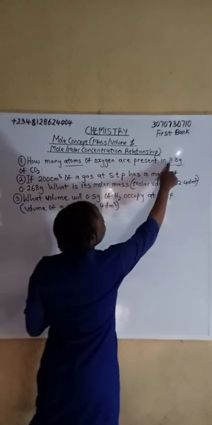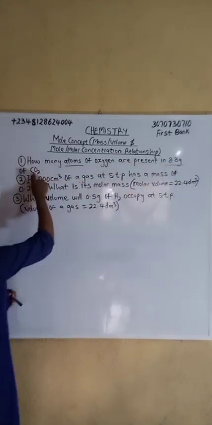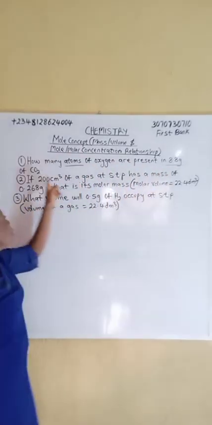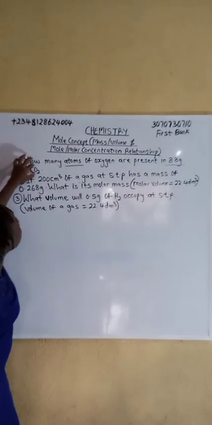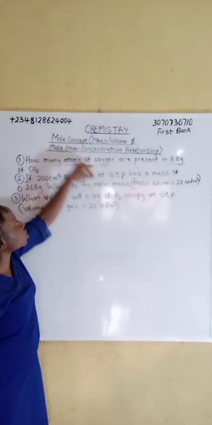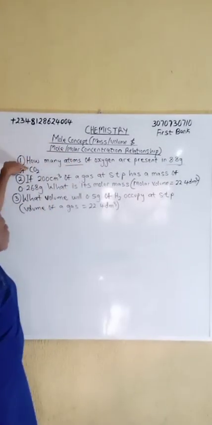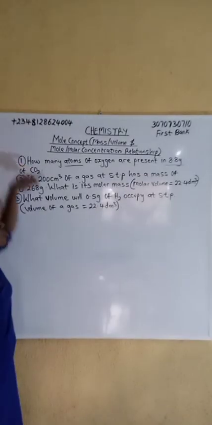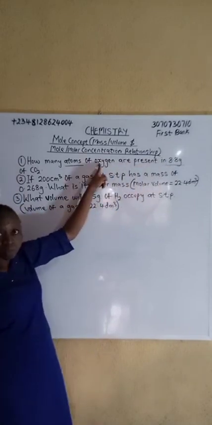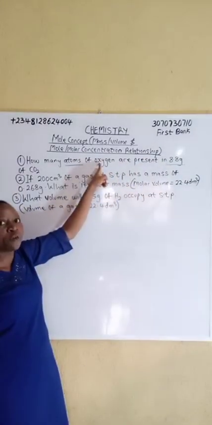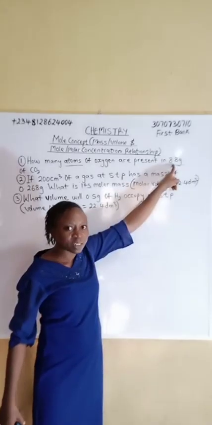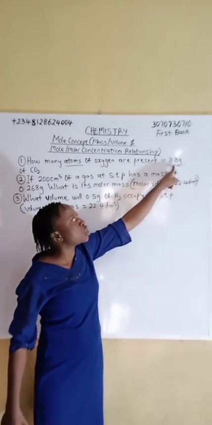They gave us what? 8.8 grams of carbon 4 oxide. We have 8.8 grams of carbon 4 oxide, but we are not looking for carbon 4 oxide. What we are looking for is the number of oxygen atoms in carbon 4 oxide. So it shows that we have to look for the number of mole of oxygen that are present in carbon 4 oxide.